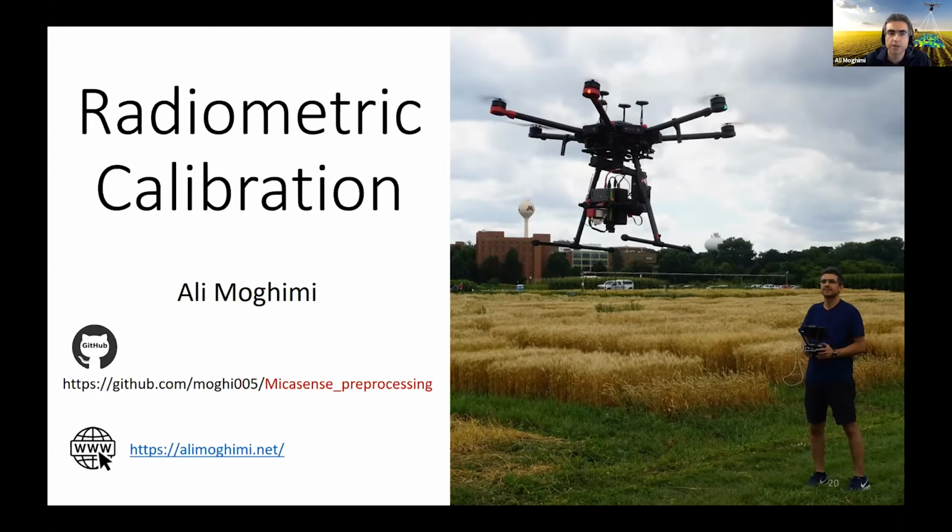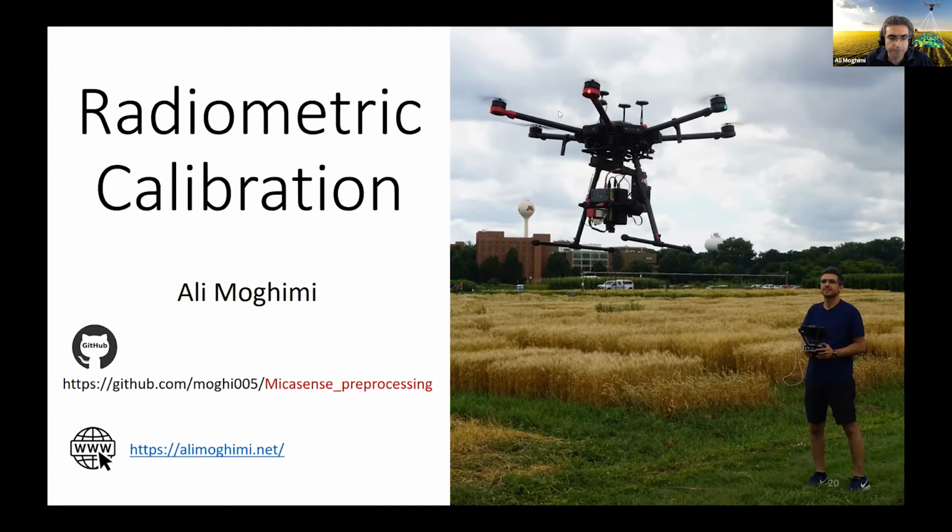I will be talking about radiometric calibration and why we need to do that. And then I will present different methods that show what is the best way to do that. So we will start with why and then continue with how we should do radiometric calibration. I developed a Python framework for radiometric calibration of multispectral imagery collected by MicaSense, so you can download it from this repository if you would like to play with that.